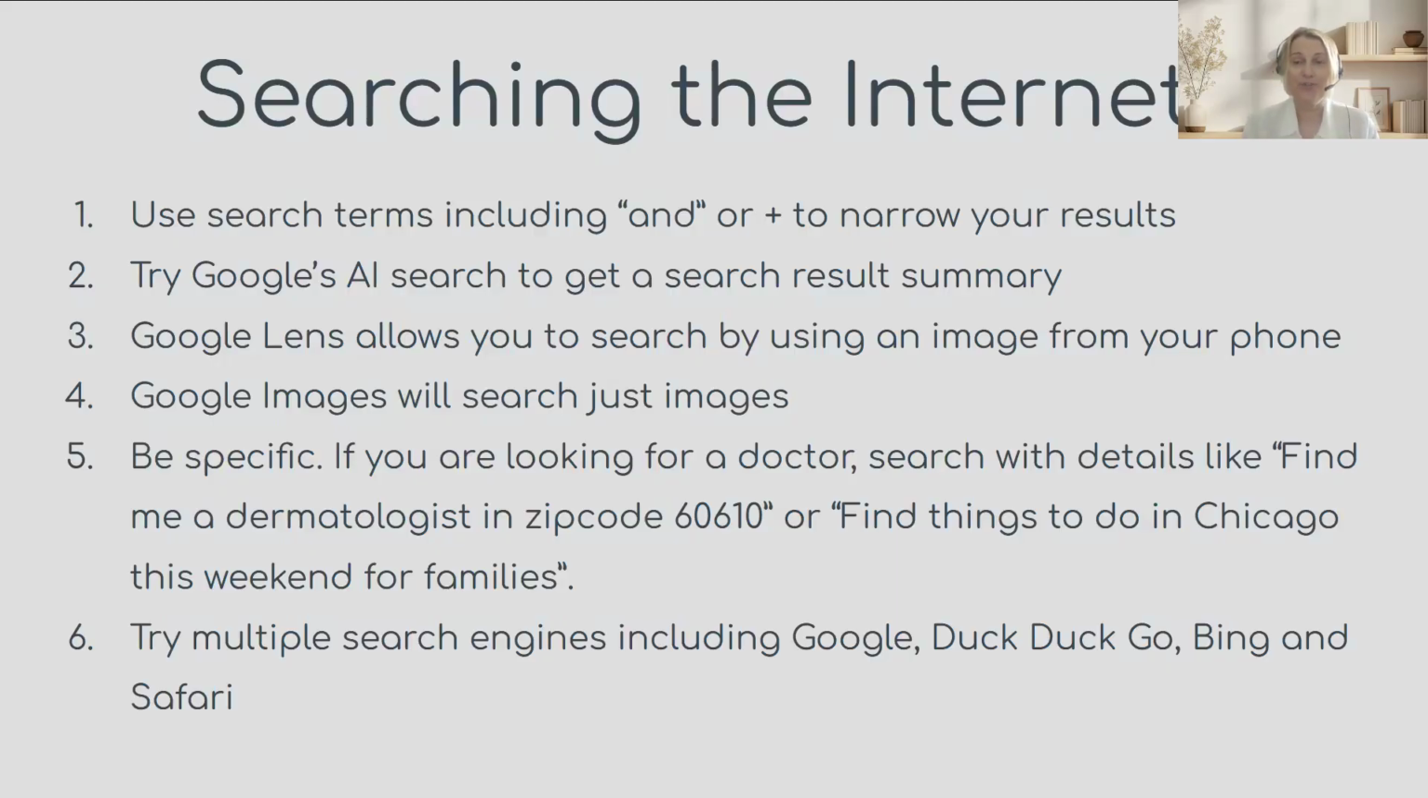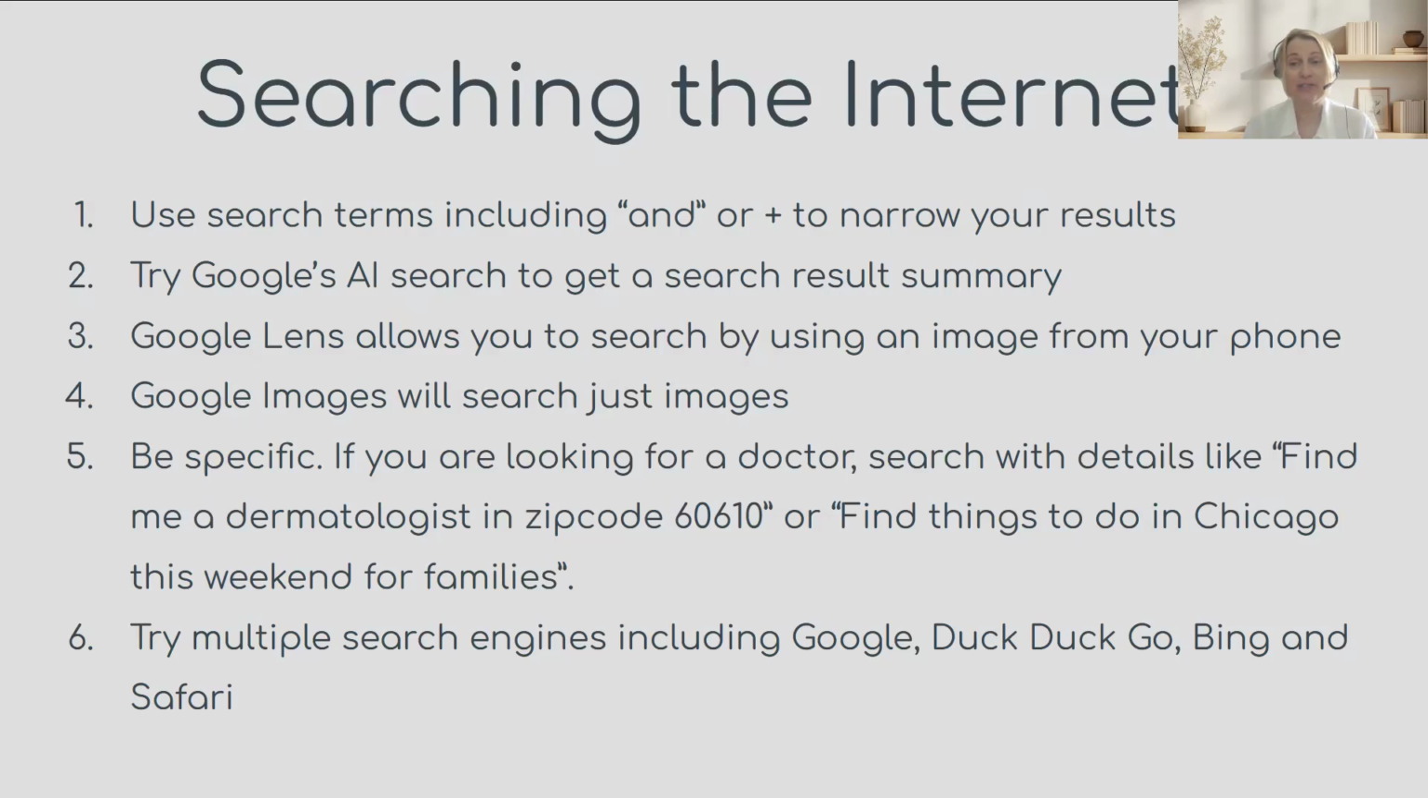When you are searching the internet, which I assume you have done pretty much every day since you started using the internet, you might search for something simple like restaurant or weather. But I'm going to tell you about how you can search a little bit more specifically using a search engine, specifically Google. You can use search terms including and, or, the plus sign. That helps narrow down your search results. So for example, if you were looking for weather in Chicago, you can type in weather in Chicago, or you can type in weather plus or and Chicago to help narrow down your search results.